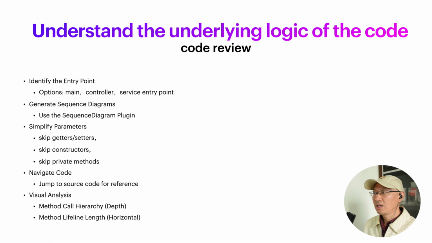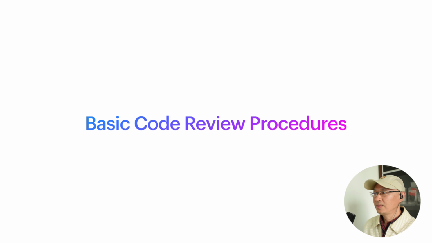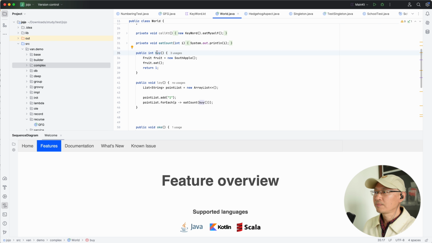Code reviews are a common activity in many teams. With the SequenceDiagram plugin, you can generate diagrams and navigate through them easily. It makes code reviews more fun and helps keep complex logic clear and organized. Let's start with a simple example. We'll focus on two things: method calls and lifeline names.